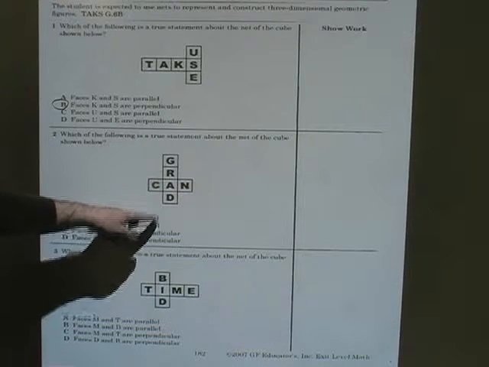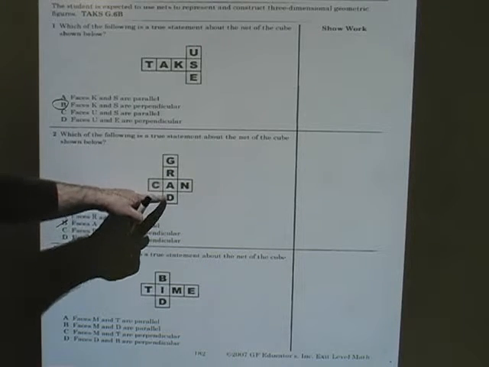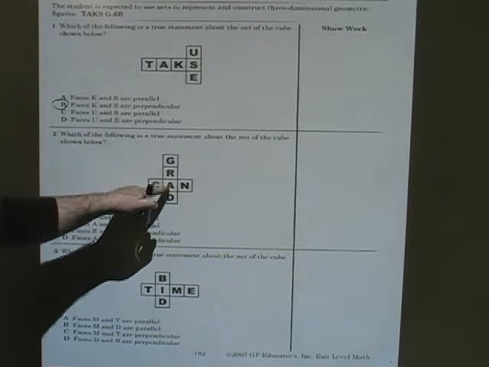Number 2, R and A are parallel. Well, since they touch each other, they're not parallel, they're perpendicular. A and N, those are perpendicular, they're not parallel. R and D are going to be parallel because they don't touch each other. So they're not perpendicular. So it must be answer D. A and D are perpendicular, and they are.